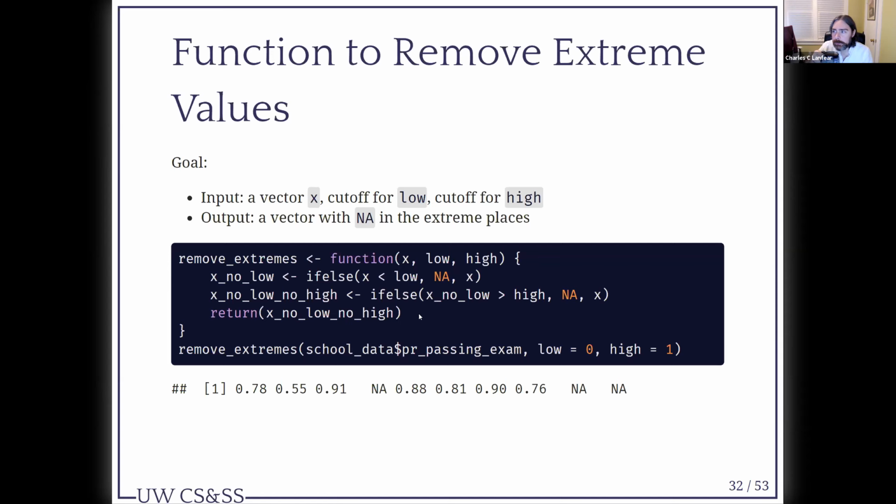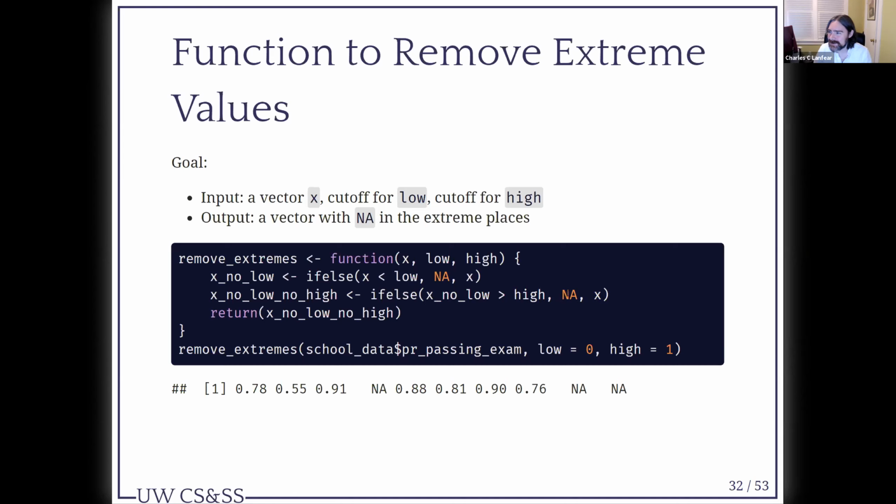I'm slightly abusing the behavior of if-else here. So you notice what I'm doing in this if-else statement? I say if x no low is greater than high, I'm not saying return x no low. I'm saying return x. But didn't x have those low values we didn't want and we're just excluding the highs over here? Do you know why this works to exclude both the lows and the highs here?